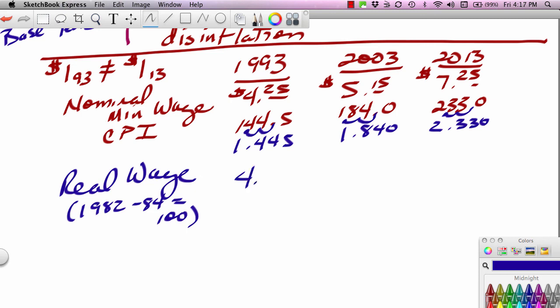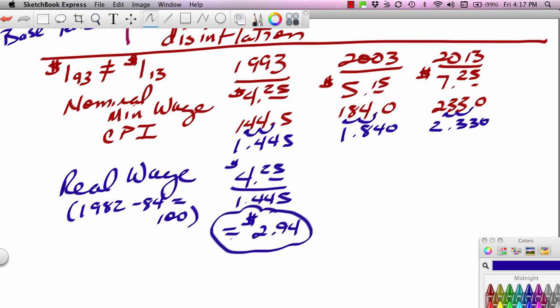So if you divide 425 by 1.445, what do you get? I just happen to have that. Excuse me, you get $2.94. So what is that saying? $2.94 in 1982-84 dollars had the same purchasing power as $4.25 in 93 dollars. So $2.94 in 82-84 has the same purchasing power as $4.25 in 93.